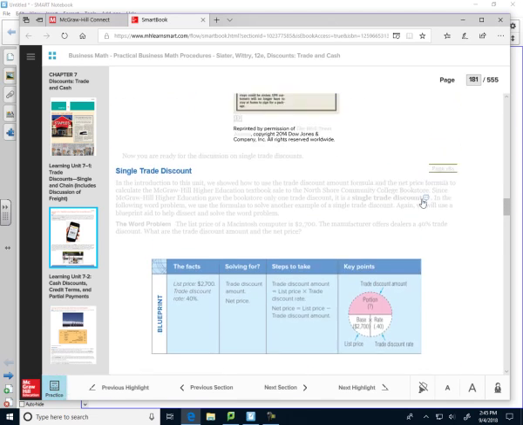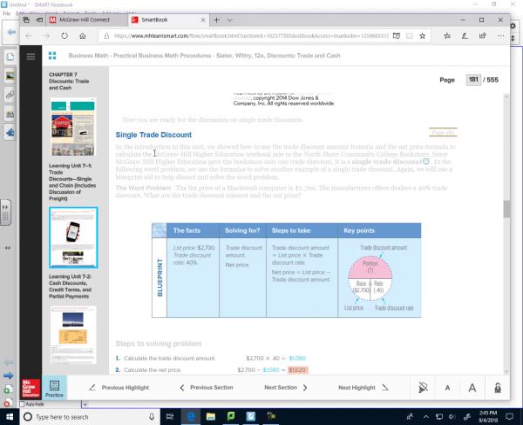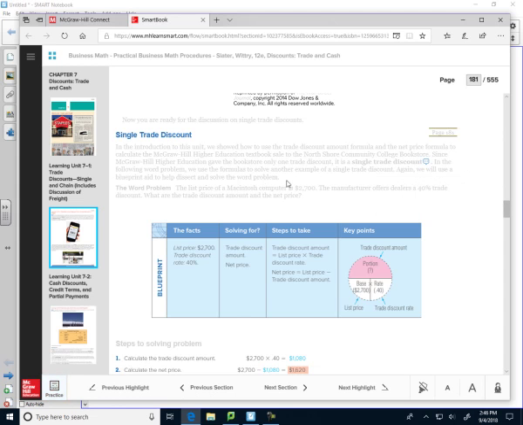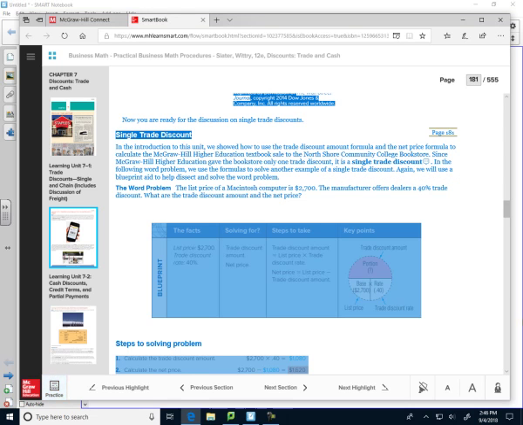So, last Thursday, we looked at this whole concept of the single trade discount. Wonder why that's grayed out there. Last time we did a select all, didn't we? That popped it out. Well, at least it makes that part easier to read.